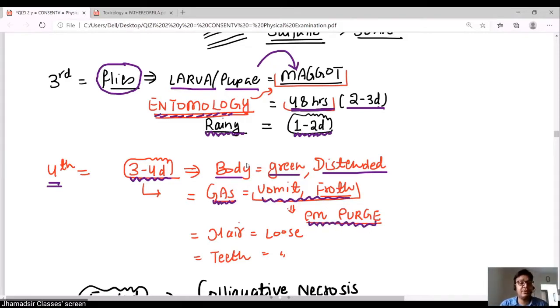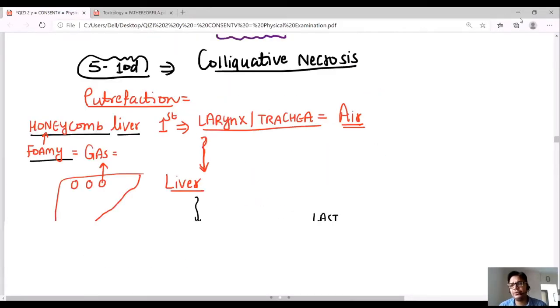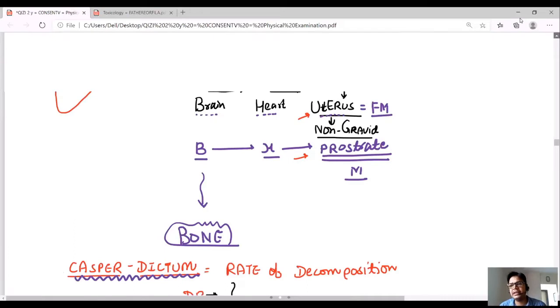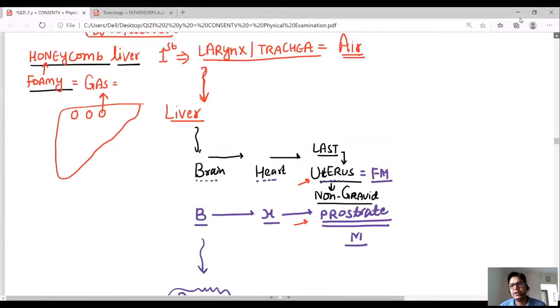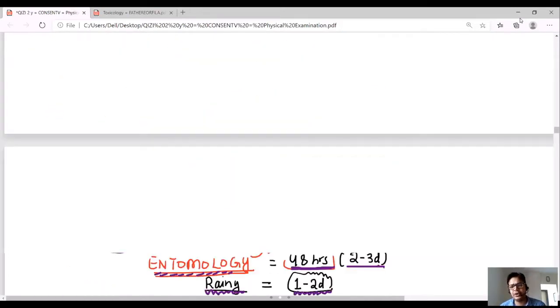Dr. Saab, sometimes you get a question. Postmortem purge is vomiting and frothing from your mouth and nose. This is seen after 3 to 4 days. After 3 to 4 days, your hair becomes loose and your teeth become loose. These all questions come in exam.